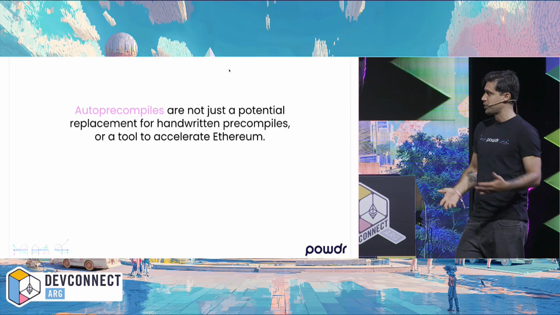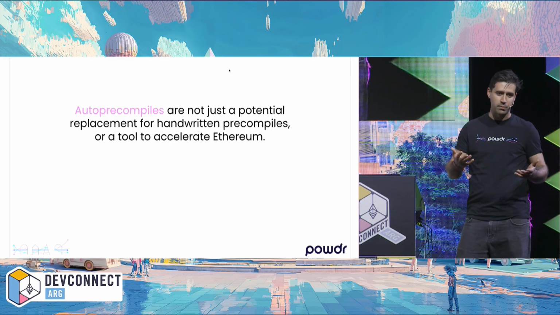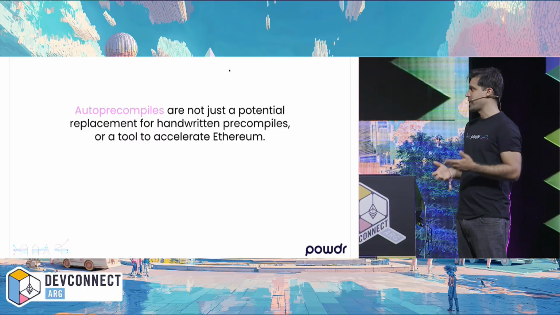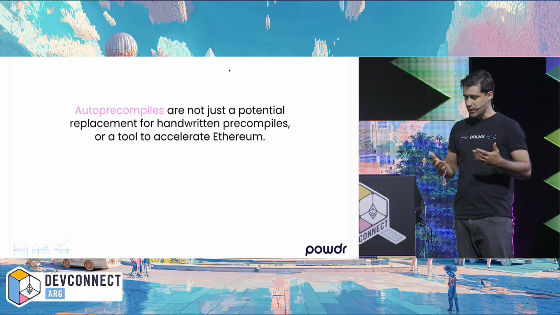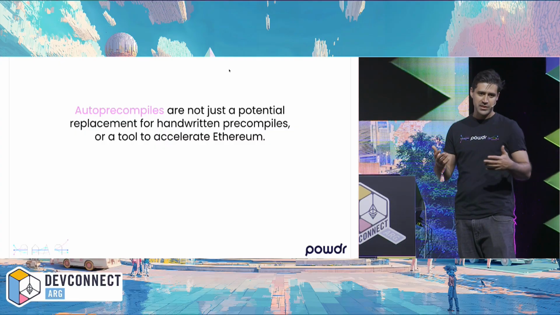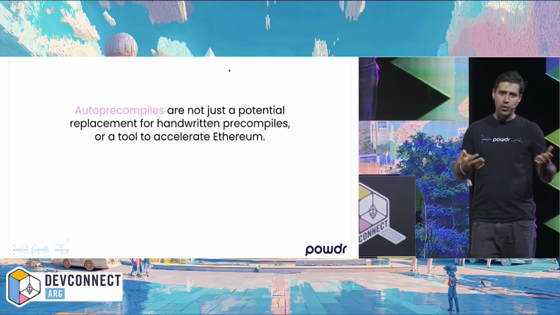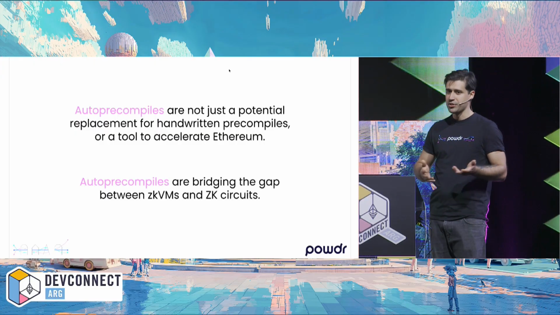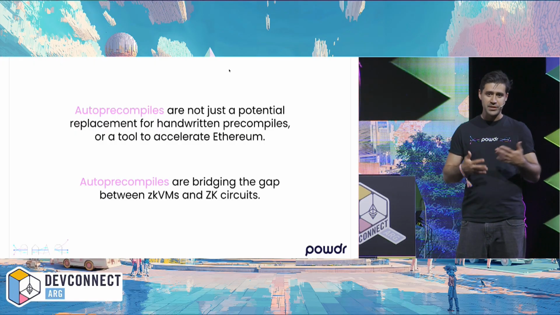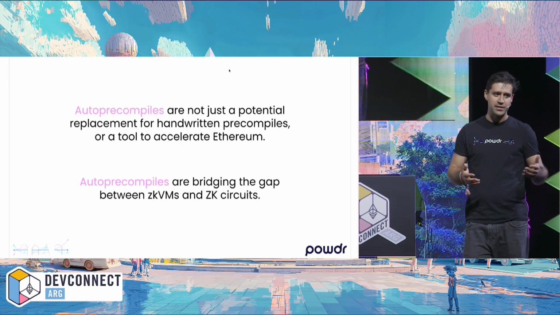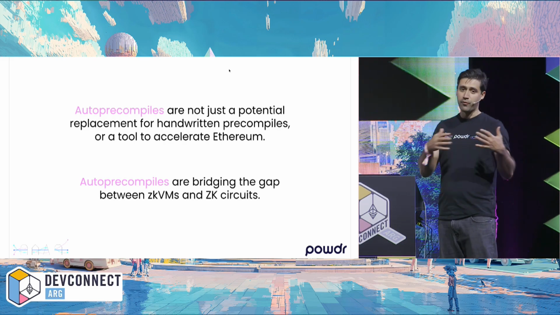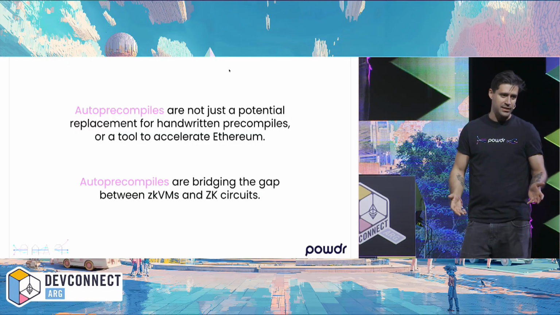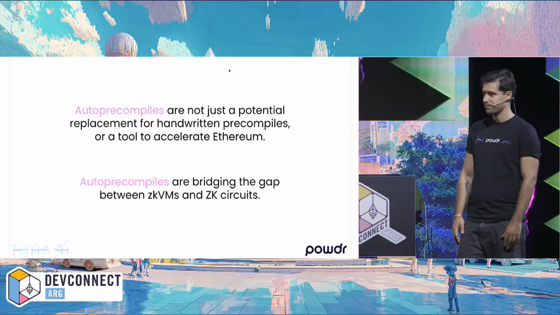To finalize, I wanted to note that auto-precompiles are not just a potential replacement for the precompiles we have now in Ethereum. They're also not just a tool to accelerate Ethereum. They can be used for any guest to accelerate any basic block that we're not even aware could or should be accelerated. Auto-precompiles are bridging the gap between zkVMs and zk circuits. They are basically removing the zkVM overhead and bringing the performance of zk circuits to zkVMs while keeping the best UX and DevX that we already have from zkVMs. Thank you.